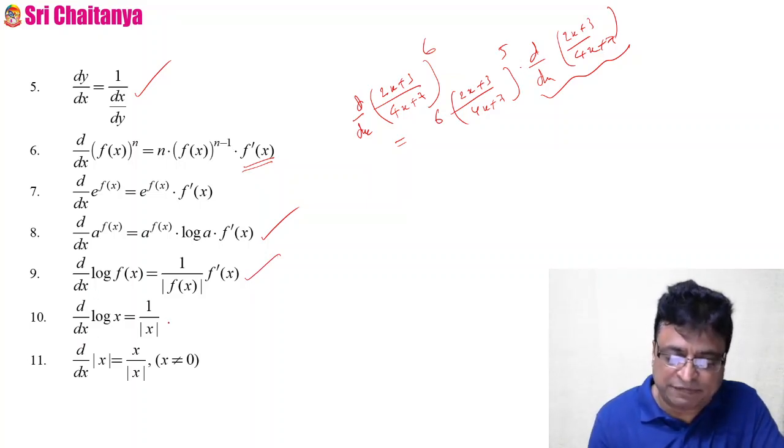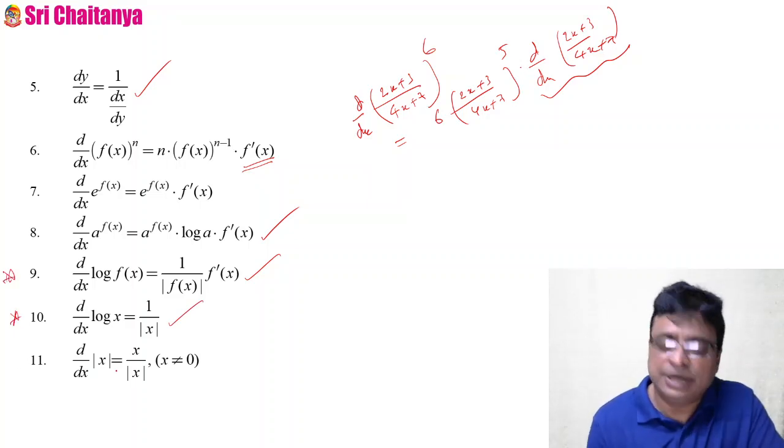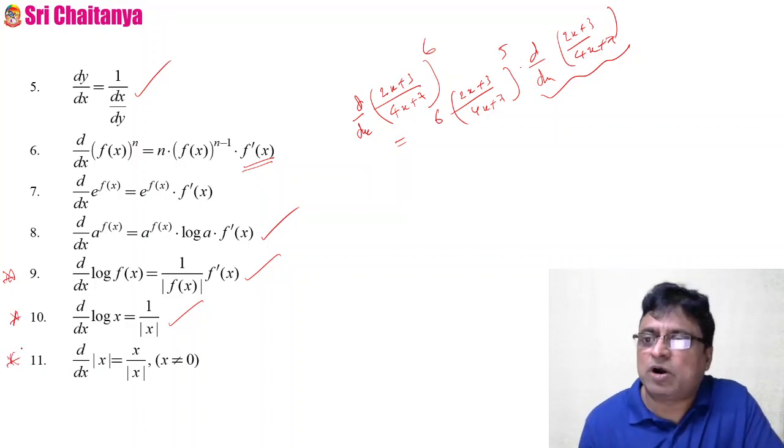D by dx of log x, that is 1 by mod x. D by dx of mod x equals x by mod x, where x is not equal to 0.